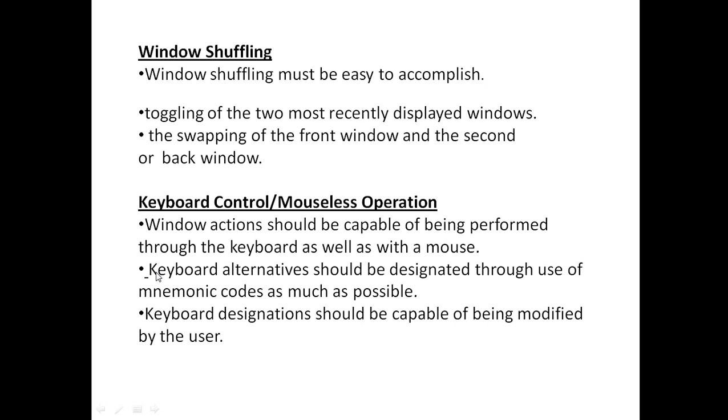Most of the time, when it comes to the keyboard, alternative mnemonics should and must be given for performing these window actions. For example, if you are swapping windows, most of the time we use Alt plus Tab, so that we can bring one window to the top of the screen and start working on that active window. In the same manner, we may use a mouse to select an appropriate window and make it active. The keyboard designations should be capable of being modified by the user.